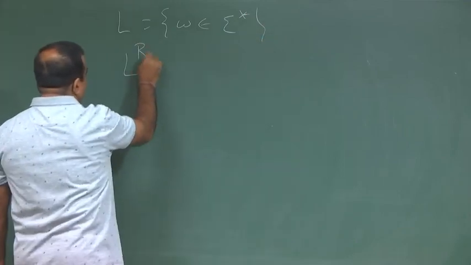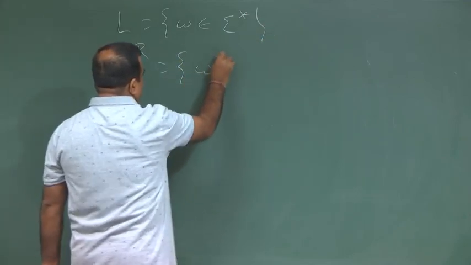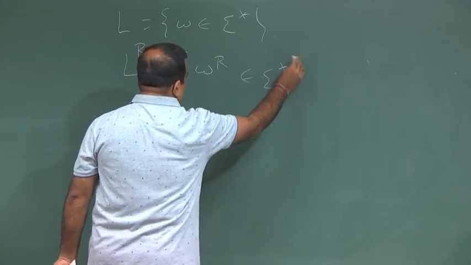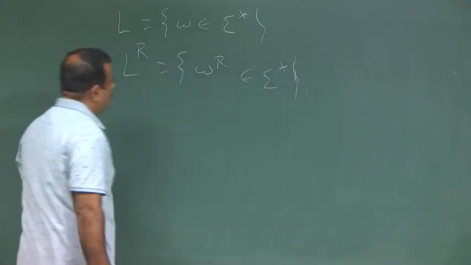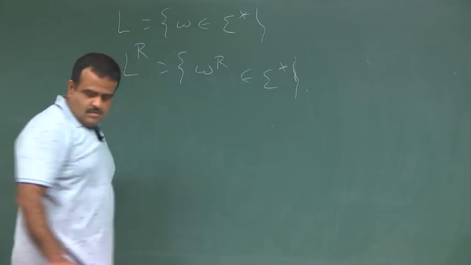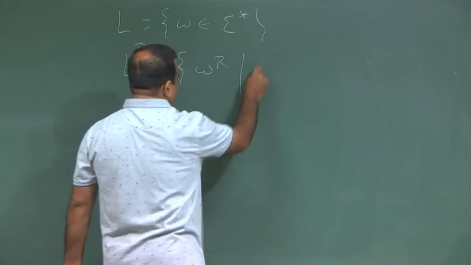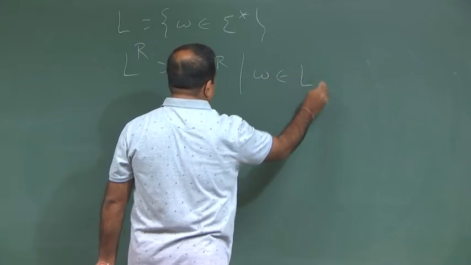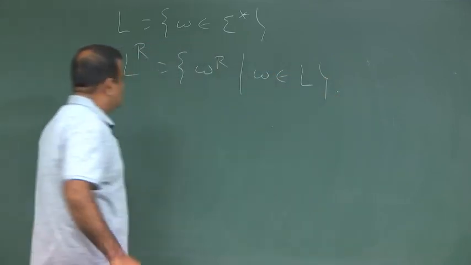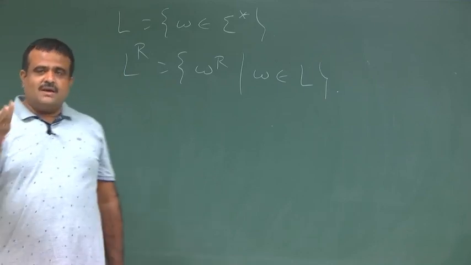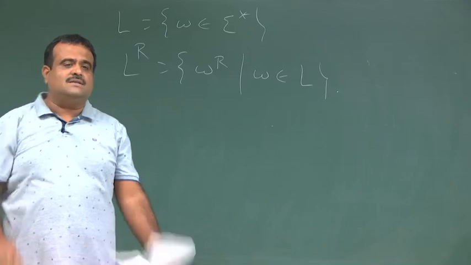Now, LR will just be denoted by WR. That is all. So, WR, the set of all WR where W belongs to L, this collection. So, we just take the string and we reverse it, and that collection is LR.